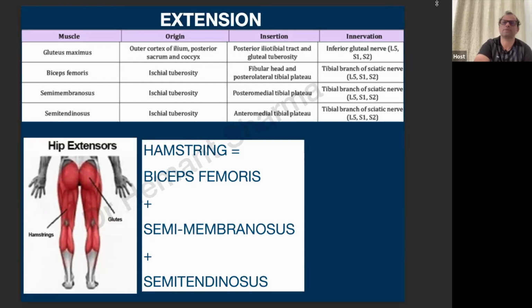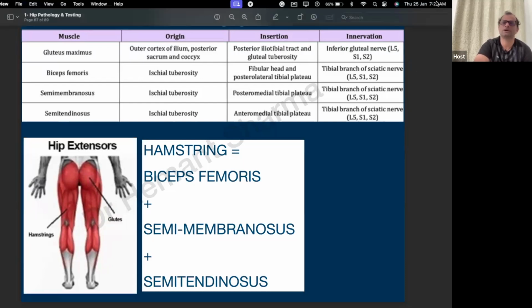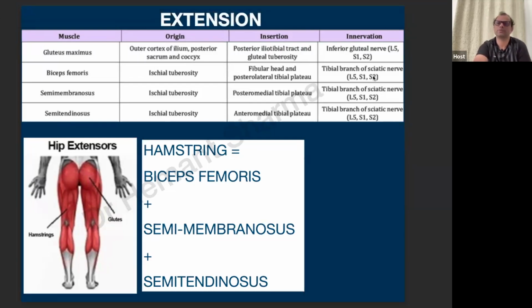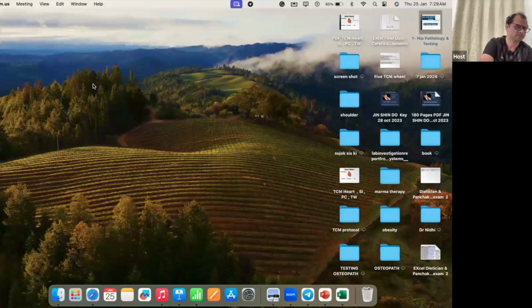Sciatic nerve is the nerve of back compartment. So the tibial branch of the sciatic nerve. The sciatic nerve is coming from L4, L5, S1, S2, S3. So this tibial branch having supply L5, S1, S2. But just remember the tibial branch of the sciatic nerve. So hamstring muscle means the three muscles, biceps femoris, semimembranosus and semitendinosus. तो अभी हम extension of the leg की बात कर रहे हैं. We are talking about the extension of the leg.